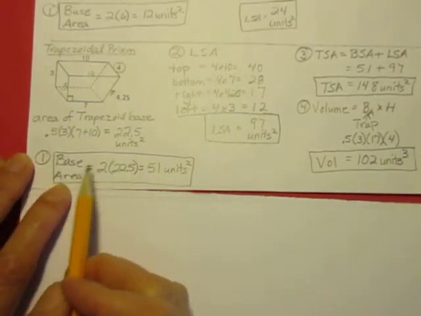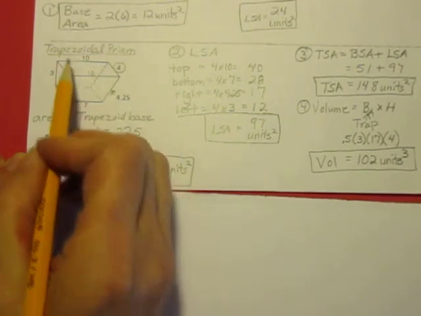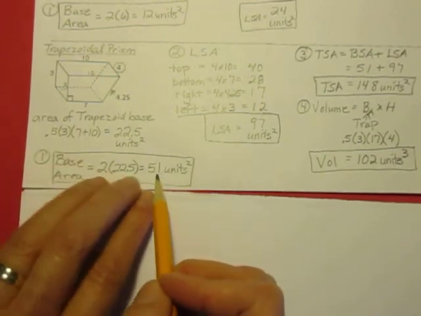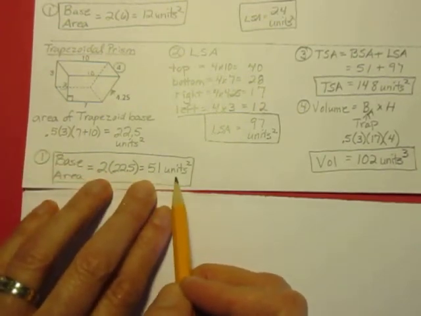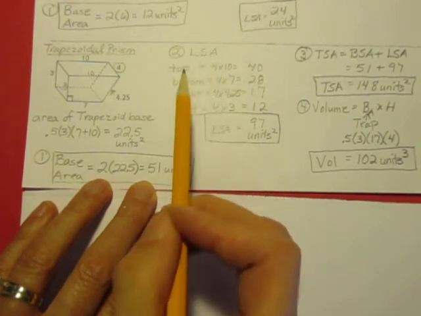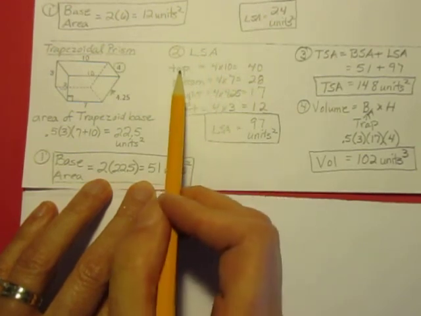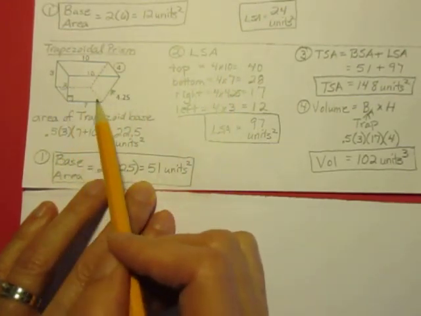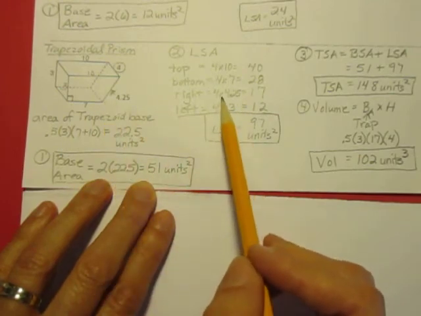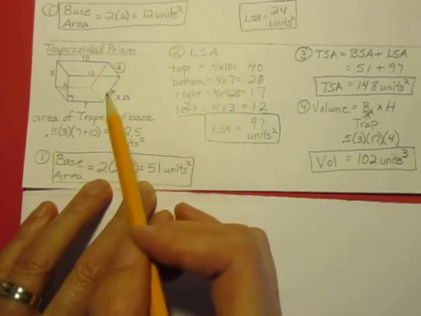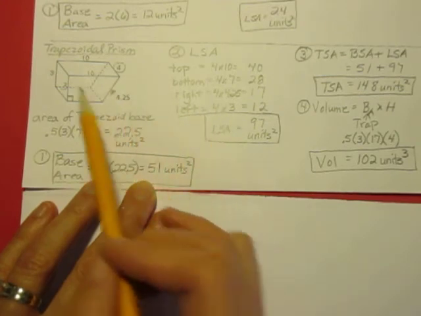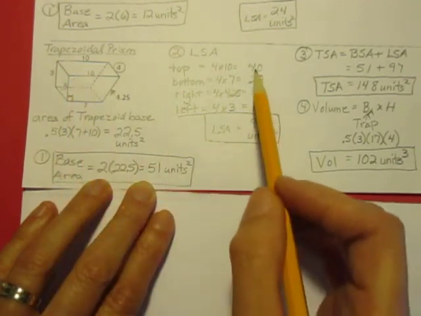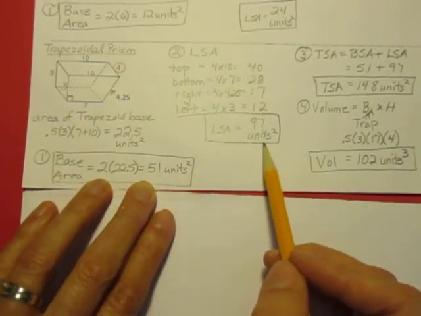We recognize that we have 2 of these trapezoids. We have the front and the back one. So we have a total, our 2 bases, total out at 51 units squared. So finding our lateral surface area, we're going to have 4 different panels that we need to find. We have the top, which is going to be 10 by 4. We have the bottom, which is going to be 4 by 7. We have the right, which is going to be 4 by 4.25. And then we have the left one that is going to be 3 by 4. 3 here by 4. So we add all that up. We've got 97 units squared.